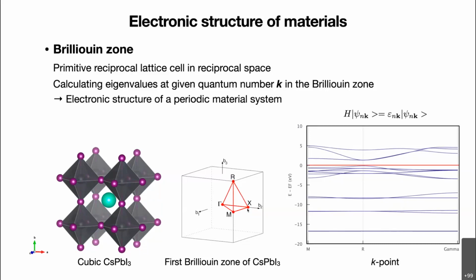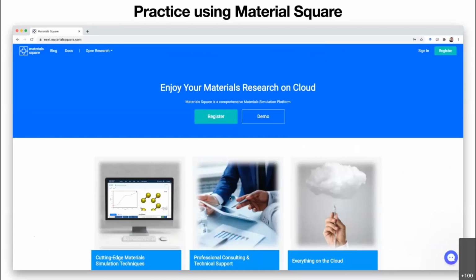From M to R, we calculate the eigenvalues at given k points, and from R to gamma, we also get the eigenvalues at given k points. So to get these eigenvalues at given k points, we have to adopt this reciprocal space and Brillouin zone in our calculation.